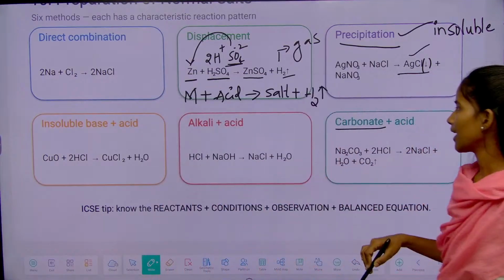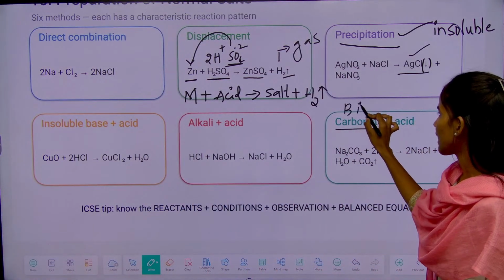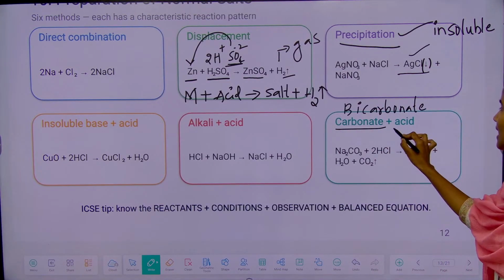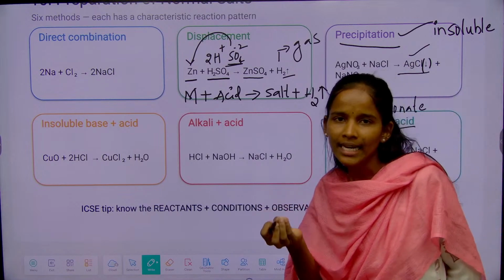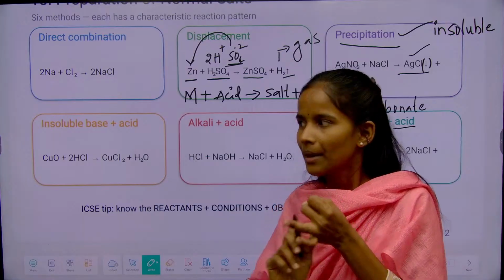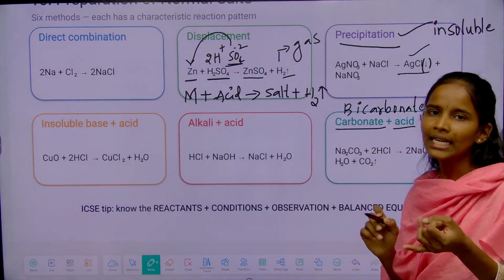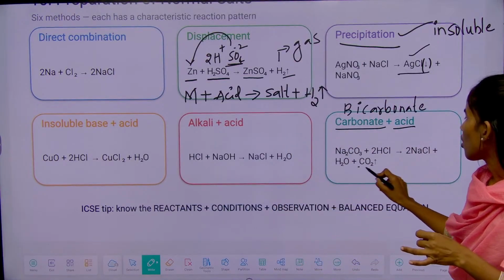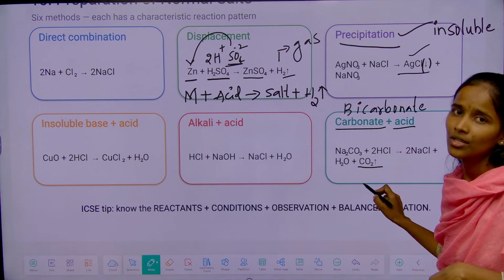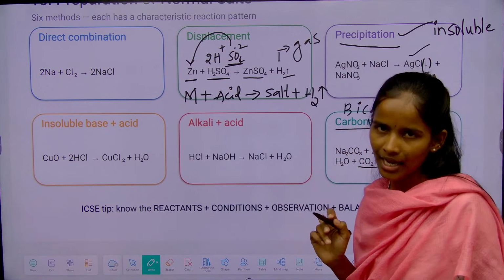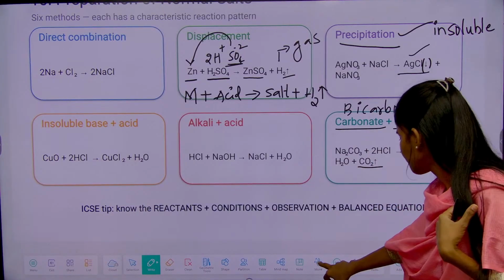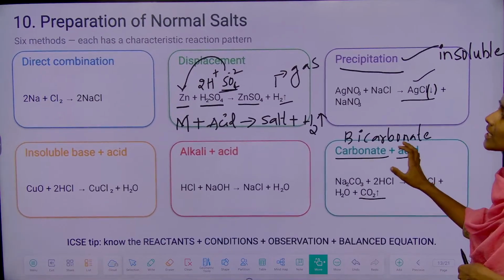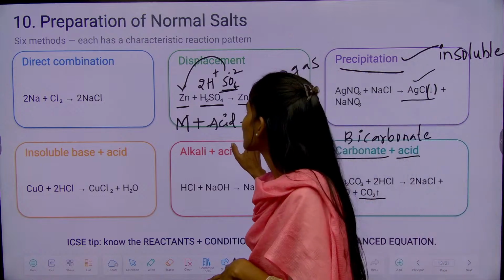When a carbonate or a bicarbonate, anything you can take, reacts with an acid, normally when a base is reacting with acid, we are getting salt and water. But when bicarbonates or carbonates are reacting, along with the salt and water, we will get carbon dioxide also. It is a gas, right? So we will represent it with an upward arrow. So next one, these are all about the preparation of salts, normal salts or neutral salts we can call.